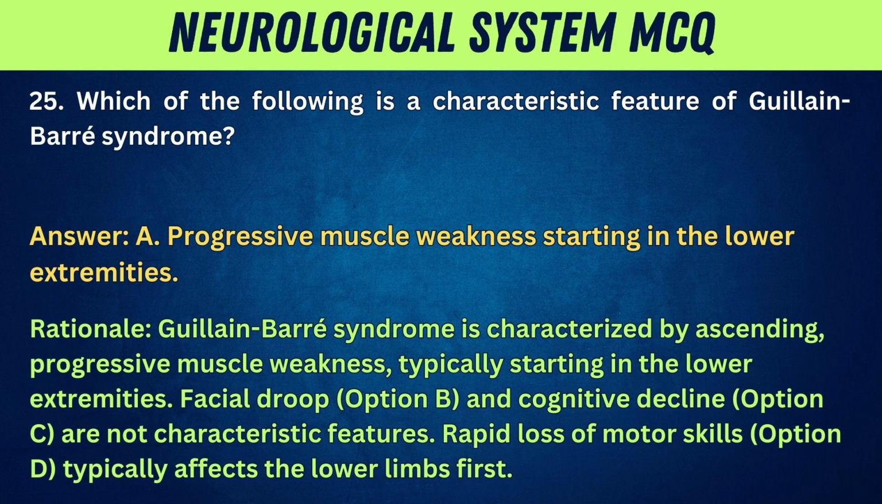Rationale: Guillain-Barré syndrome is characterized by ascending, progressive muscle weakness, typically starting in the lower extremities. Facial droop, option B, and cognitive decline, option C, are not characteristic features. Rapid loss of motor skills, option D, typically affects the lower limbs first.